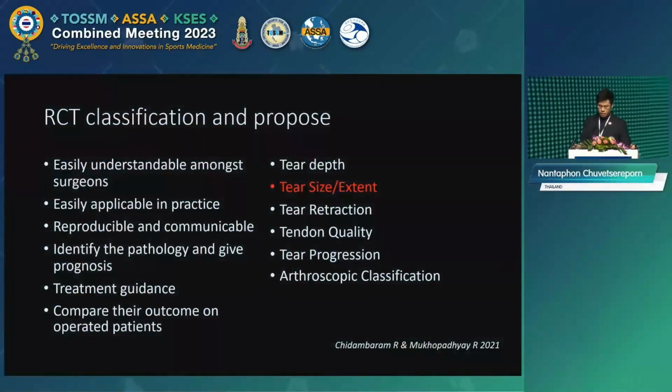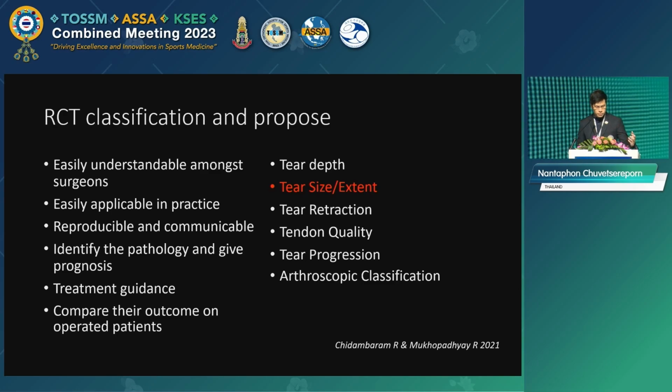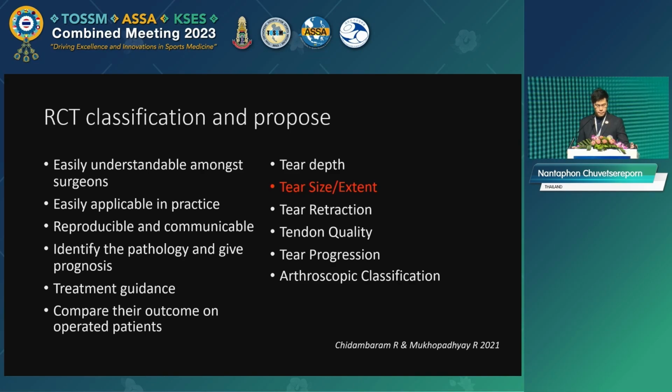Today, we talk about defining massive rotator cuff tear. Is there any consensus? There are many classifications of rotator cuff tear. All of them have the very same purpose: easily understandable among surgeons, easily applicable in practice, reproducible and communicable, identify the pathology and can give a prognosis, can be a treatment guidance, and compare the outcome.